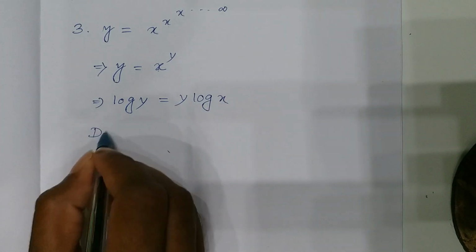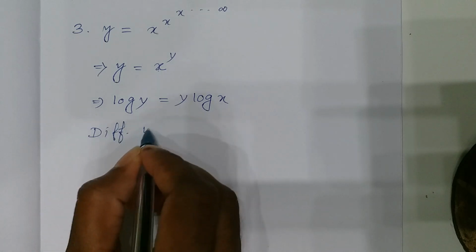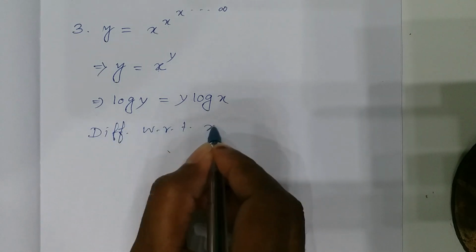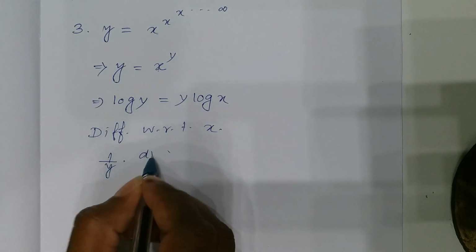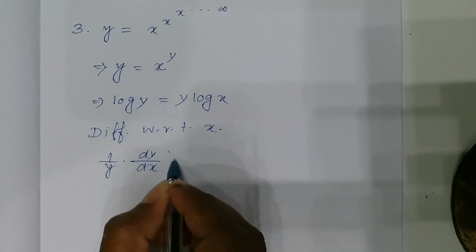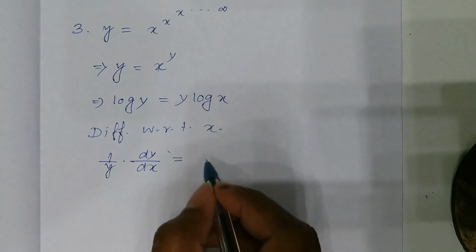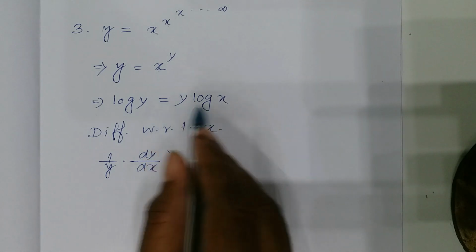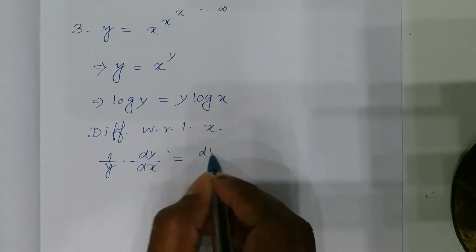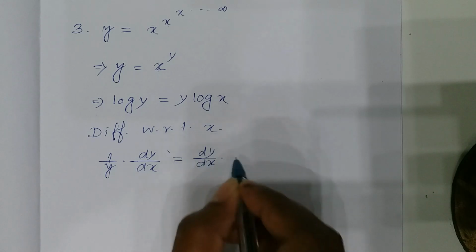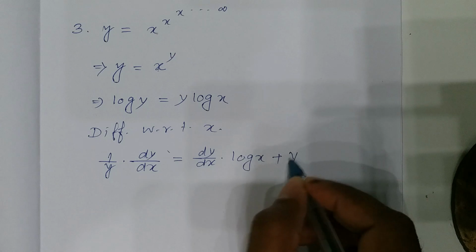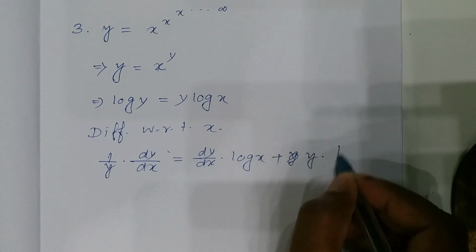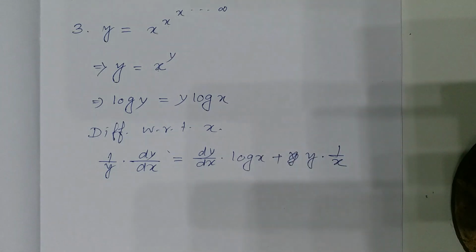Now differentiate. So differentiating with respect to x, the left hand side will be 1 by y into dy/dx. This is our left hand side, which is equal to the right hand side, the product of two functions y and log x. So y derivative is dy/dx into log x, remaining same, then plus y remaining same into log x derivative, which is 1 by x.